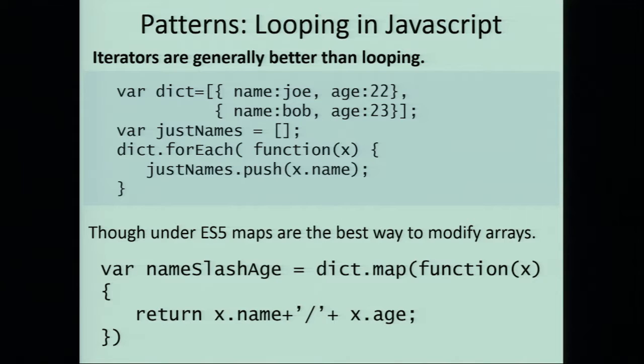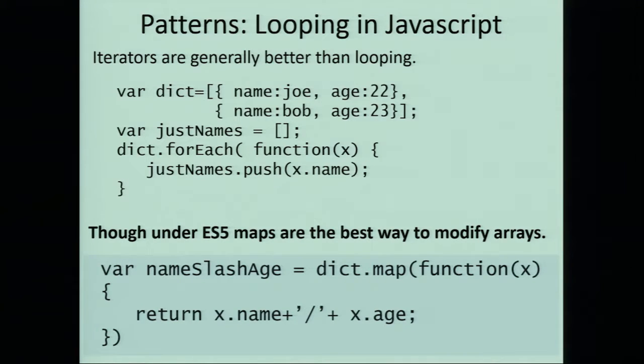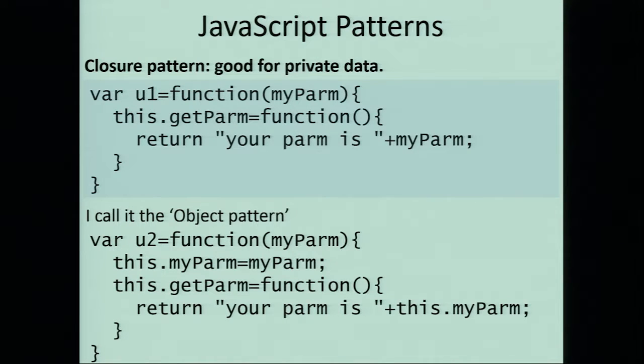So I want to talk more about patterns. And first, I want to talk about looping. Now, this is just one of those points you really need to know, but just very quickly, iterators are better than looping. Great, use a forEach instead of a for. And under ES5, we've got this neat trick for modifying arrays. It's very attractive. But here, this is, for me, the meat of this talk. If you walk away with nothing else, I think this is the useful part.